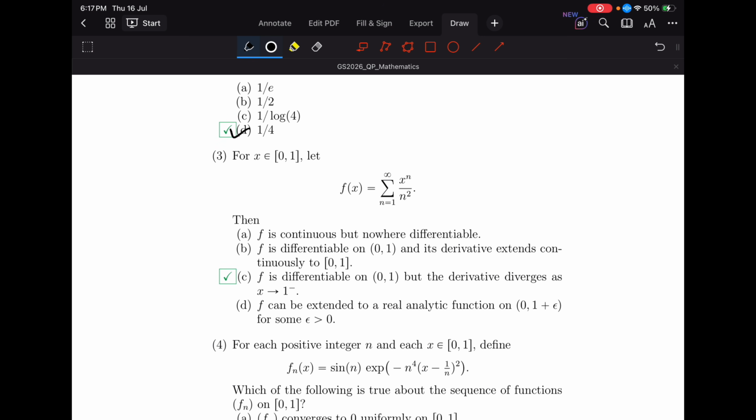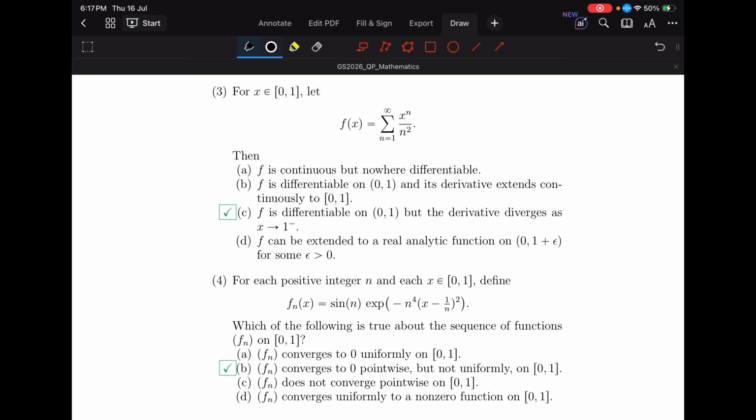Okay, so let us move on to the next problem. For x belonging to 0 comma 1, let f of x be the series n from 1 to infinity of x power n divided by n square. So we have to check the differentiability of that function. So let us just quickly compute the differentiation. So f prime of x equals summation n from 1 to infinity of x power n minus 1 divided by n. Okay, so you can see easily.